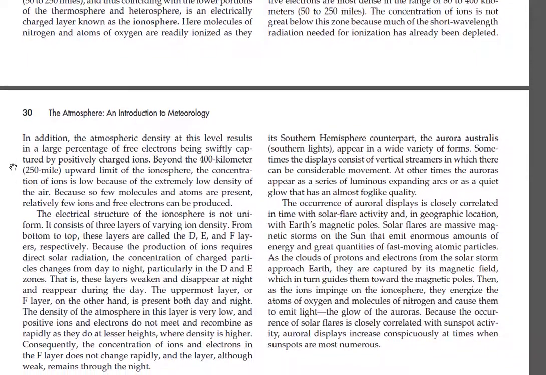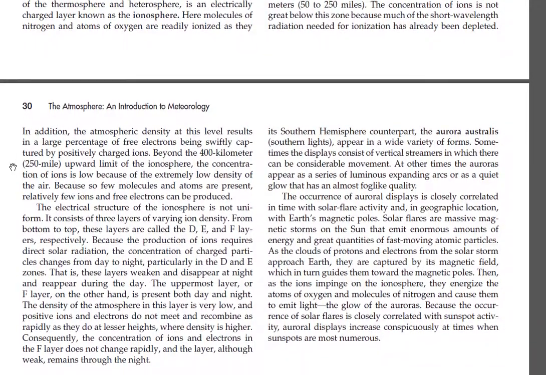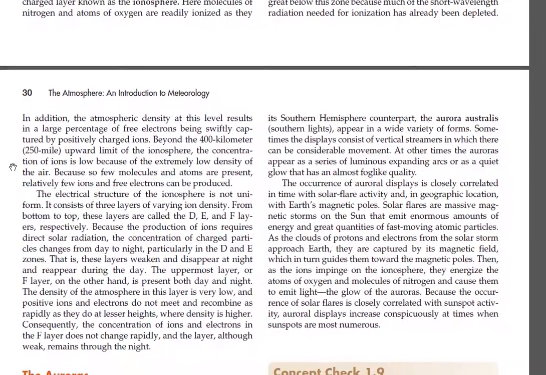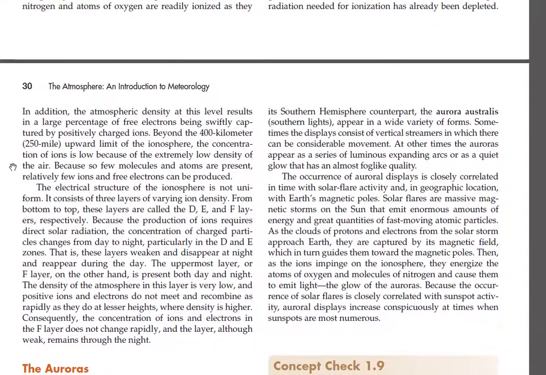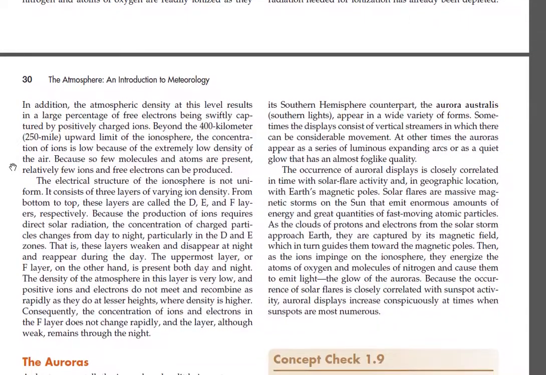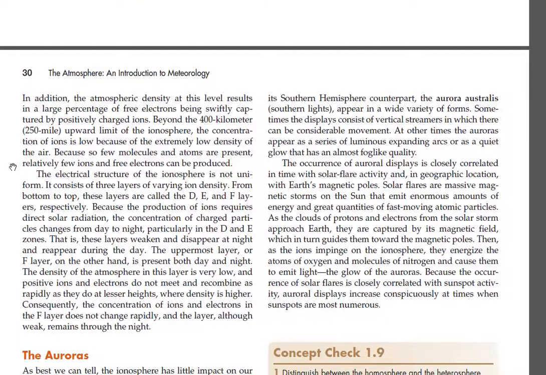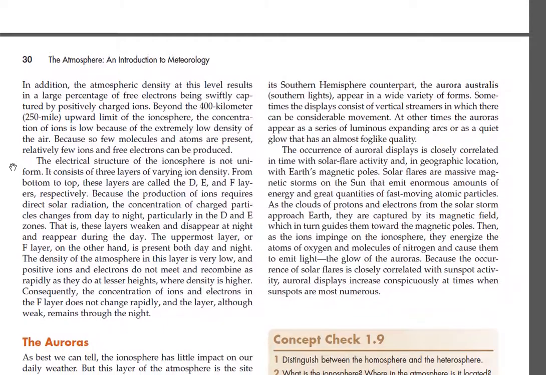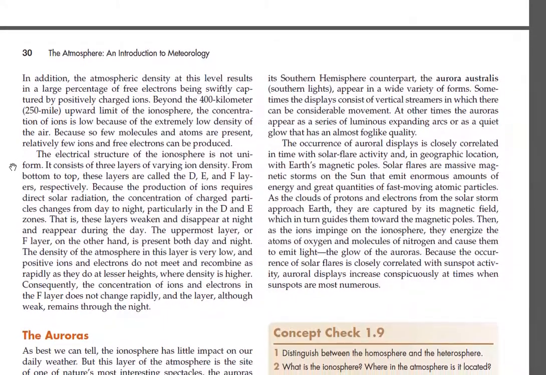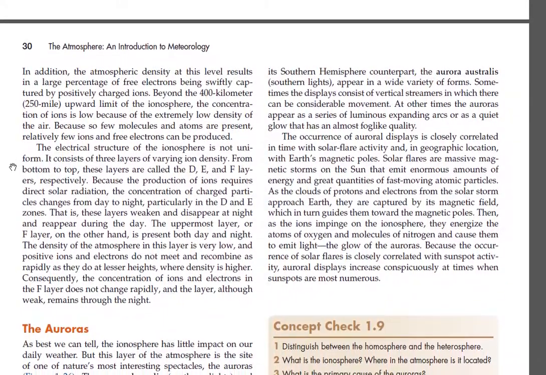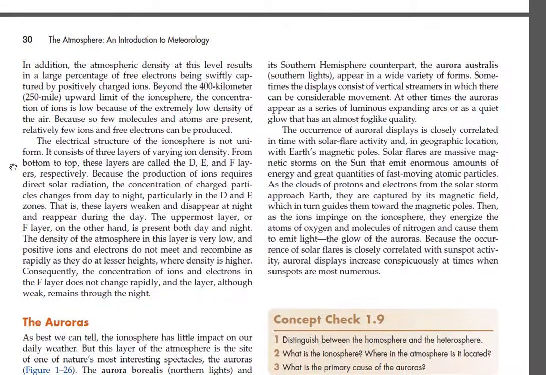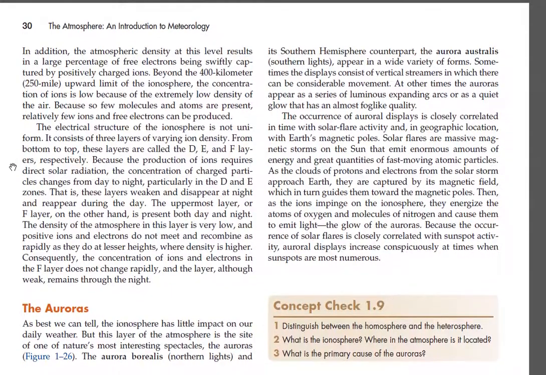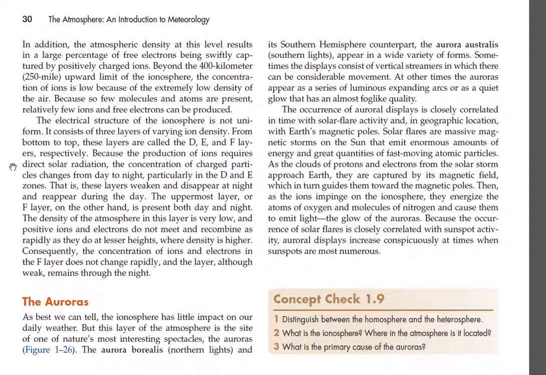Beyond the 400 km (250 mile) upward limit of the ionosphere, the concentration of ions is low because of the extremely low density of the air. Because so few molecules and atoms are present, relatively few ions and free electrons can be produced. The electrical structure of the ionosphere is not uniform. It consists of 3 layers of varying ion density. From bottom to top, these layers are called the D, E, and F layers, respectively.